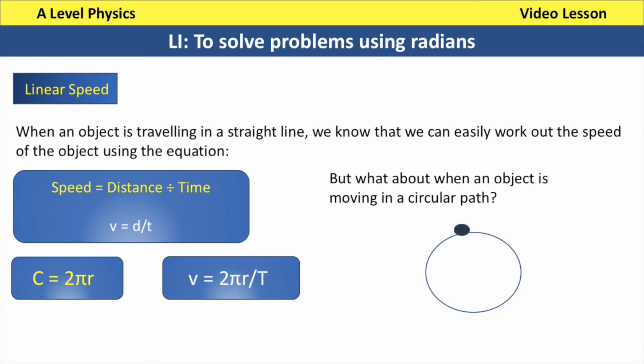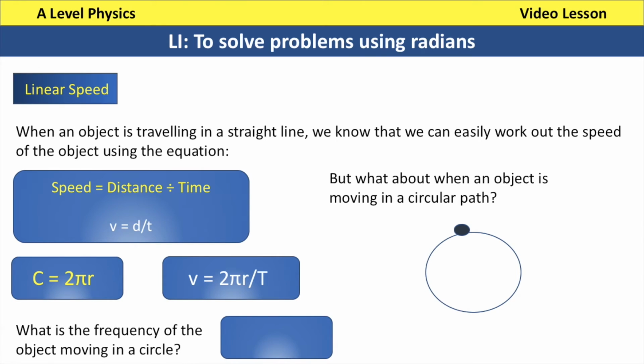Now we can also work out what the frequency is. You'll remember from studying waves that frequency is how many times per second. So in other words, the frequency of an object moving around a circular path is how many times it goes around the circle per second. The equation for frequency is 1 divided by time period, just as it is in the waves topic as well. And frequency, of course, is still going to be measured in units of Hz, hertz.